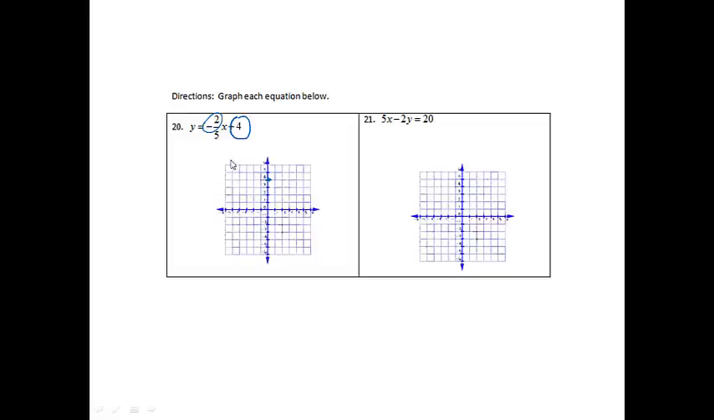So since there's a negative 2, I'm going to go down 2 and then run to the right 5. And then I can go ahead and connect it. Whoops, should have been a straighter line with my arrows, and then we're good.